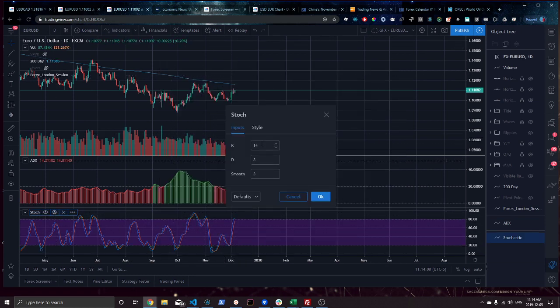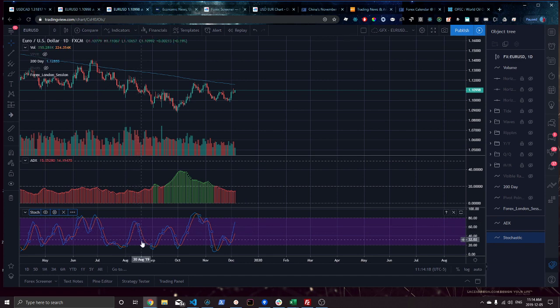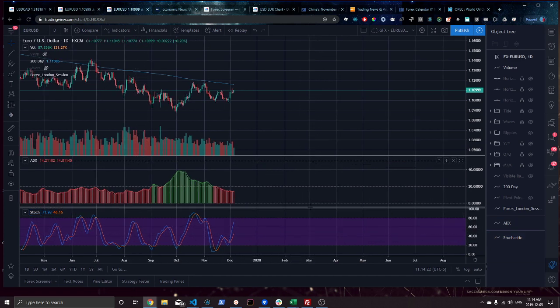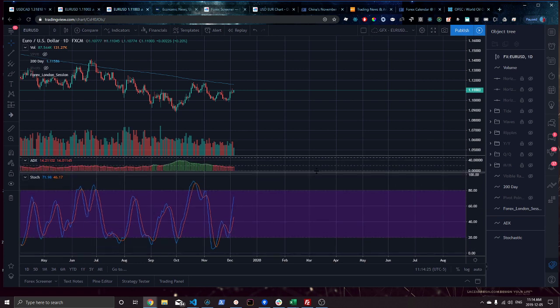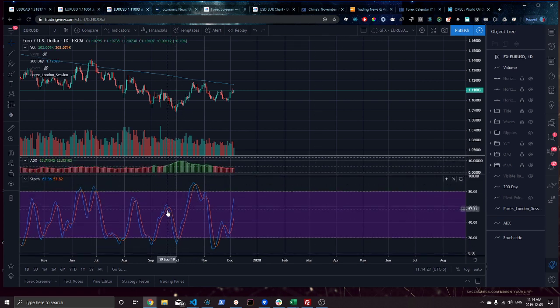If you go to the settings, it's set to 14, 3, and 3. I'm going to set it to 14, 5, and 5. What that does is it smoothens out the curves. Let me make this nice and big. You'll notice that you can see the crossovers a little bit clearer. For example, this is a crossover.